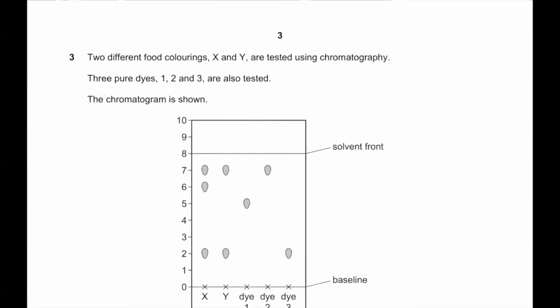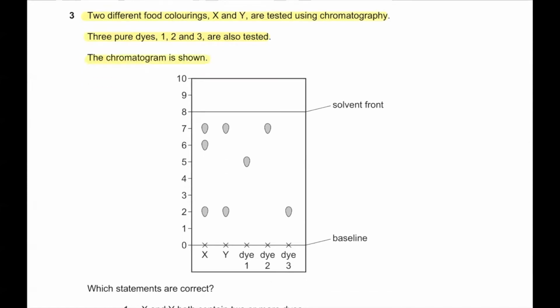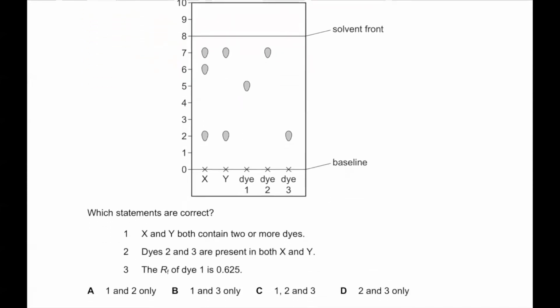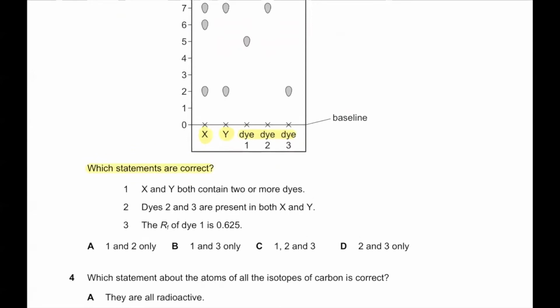Moving on, guys, question number 3. 2 different food colorings X and Y are tested using chromatography. 3 pure dyes 1, 2, 3 are also tested. The chromatogram is shown. We can see X, Y, and then dyes 1, 2, 3. Which statements are correct?